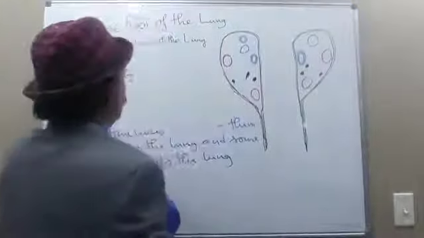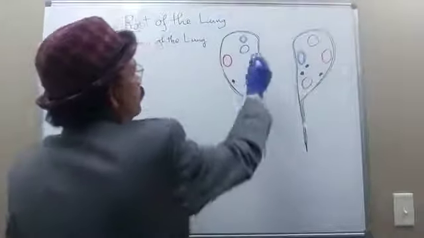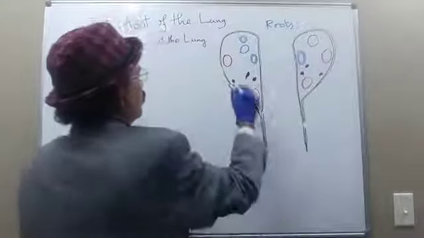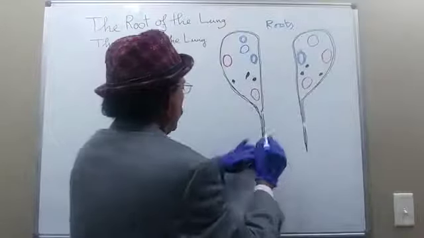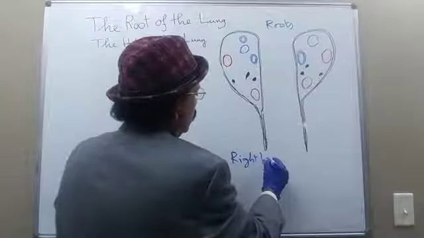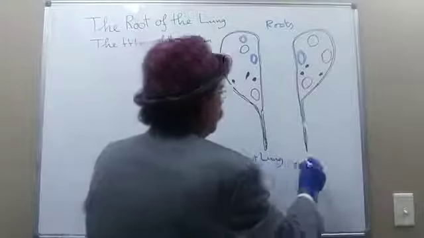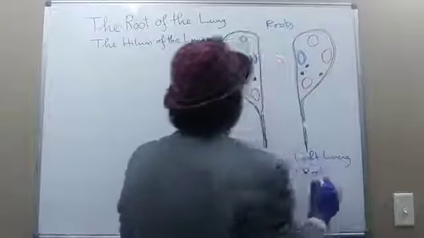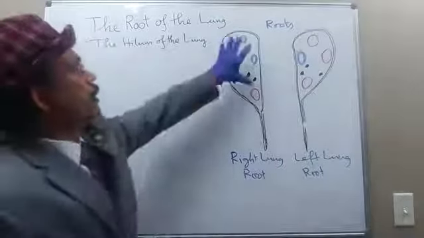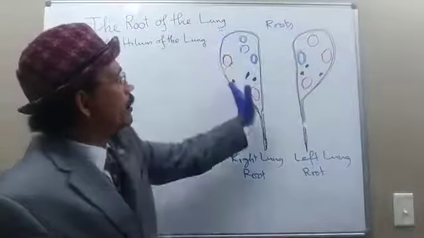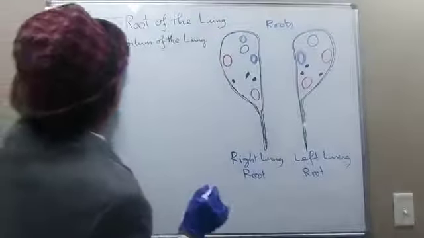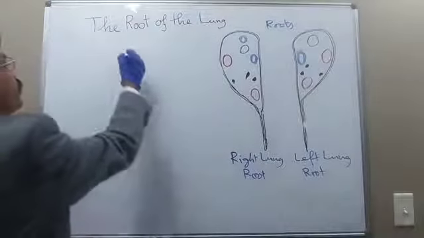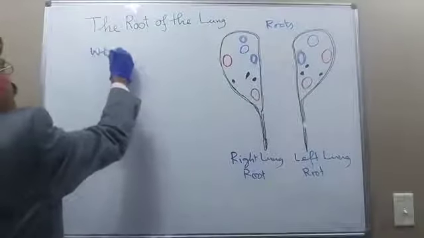So what structures are present in the root of the lung? This is the right lung root, and this is the left lung root. All these structures are the root, and the space around it is the hilum. Okay, we got the hilum and root. Now we have to go through what structures form the root.